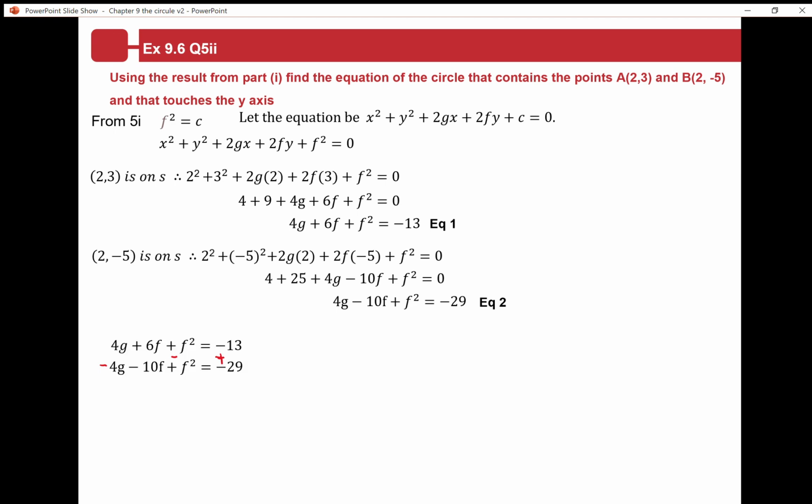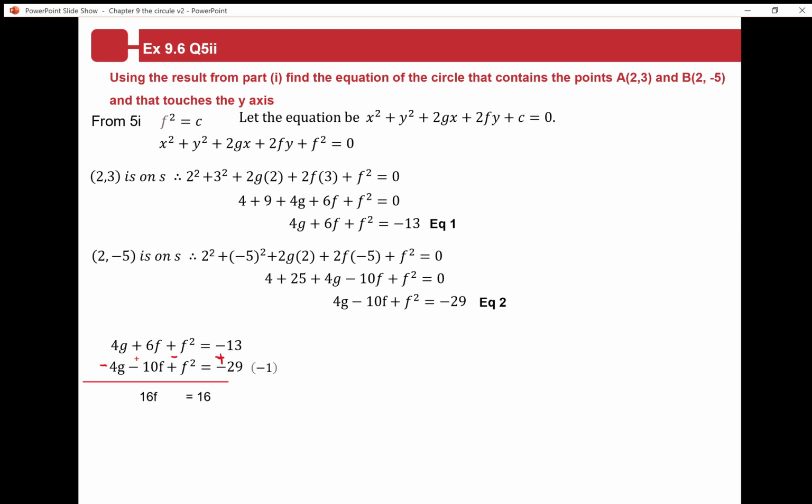Let's write both equations underneath each other. Okay, so we're going to try and cancel out our g and our f squared in this case. To do this, we're going to multiply our second equation by minus 1, which gives us minus 4g plus 10f minus f squared equals plus 29.